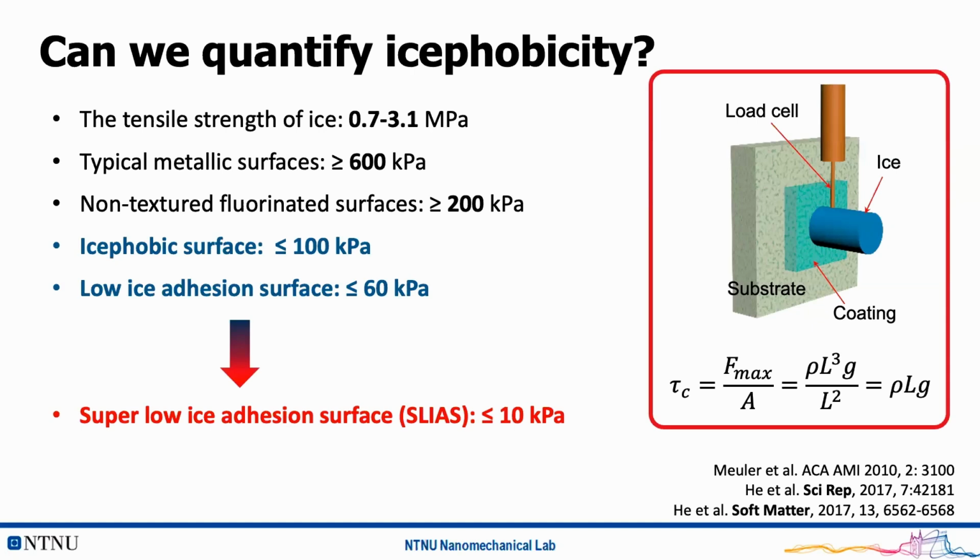Our group defined an ice-phobic surface as having a value below 100 kilopascal, and a low ice adhesion surface below 60 kilopascal. Around 5 years ago, we even made a surface with super low ice adhesion, below 10 kilopascal. The physical meaning of this is quite simple. If we have 1 cubic meter of ice attached to the surface, and to destroy this interface by its own weight, it needs this 10 kilopascal. Then we design the surface to try to meet this requirement.